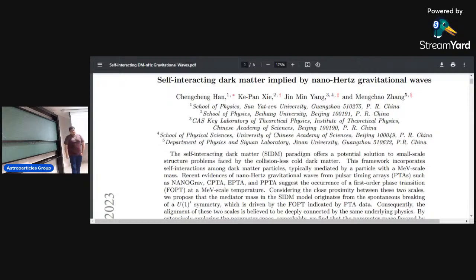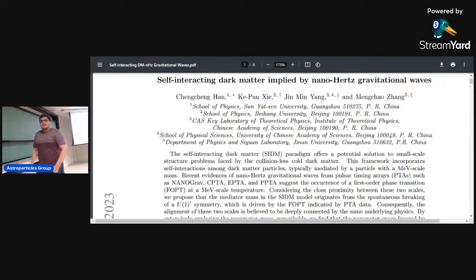scale as well. So the idea of this article is, we have this signal. This signal could be generated by a first order phase transition, which happens at the MeV scale, at temperatures of MeV, so right before BBN. And this kind of mechanism could generate this dark photon, which is needed in the small-scale structure problem to fit the observational data using computational simulation. So there's a link between the two ideas.